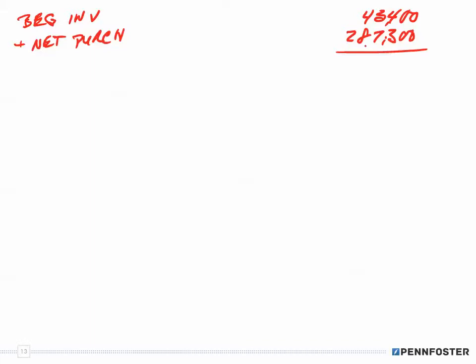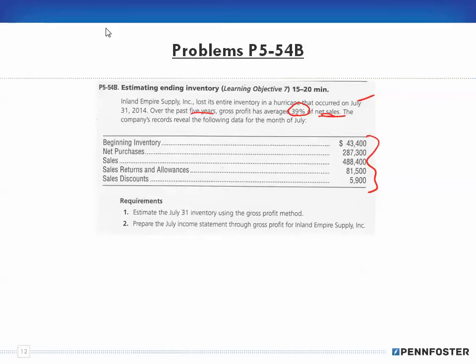That gives us our cost of goods available for sale, and adding those up gives us 330,700. Just as an FYI, you're being told what your net purchases are, the 287,300. Notice that for sales, you're given sales returns and allowances, and sales discounts. You use those three to figure out your net sales. It's the same thing with net purchases. You could have been given purchases, purchase returns and allowances, and purchase discounts.